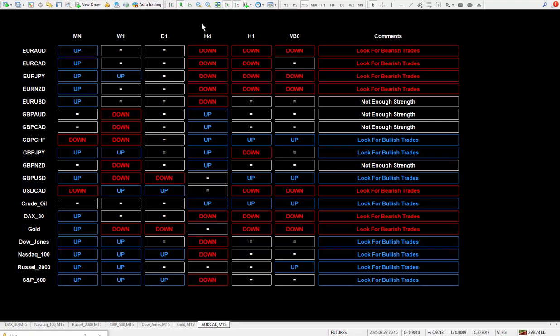Now this daily trade plan does a lot of the heavy work or lifting, whatever you want to call it. It'll analyze from the monthly right down to the 30 minutes, and within the comments here, it'll make suggestions. Look for bearish trades, bullish trades. Sometimes there's not enough strength or it's running flat, and sometimes you'll see it preferred. In other words, more strength for going up or down.